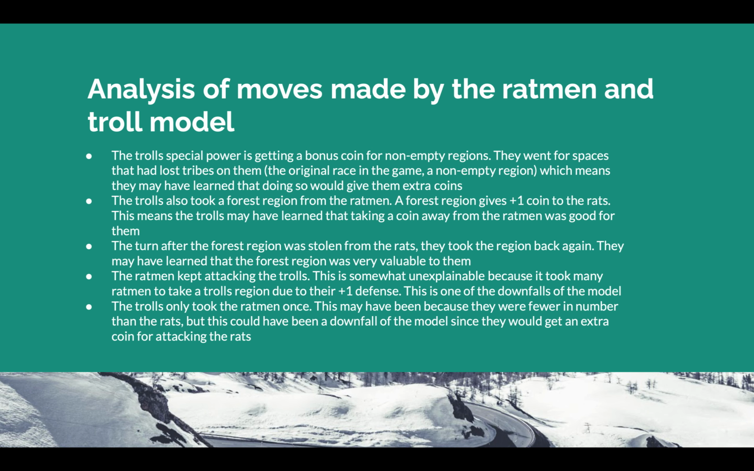However, the Ratmen kept attacking the trolls. This is somewhat unexplainable because it takes a lot of Ratmen to take a troll region. They have +1 defense, so that's an extra rat for every region. This may have been one of the downfalls of the model.